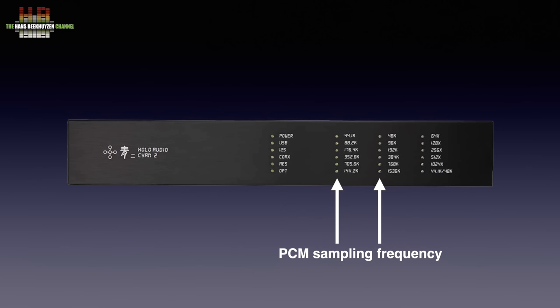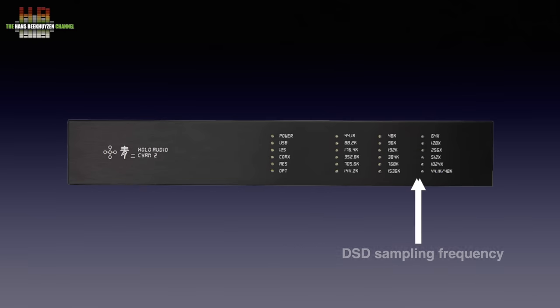As can be seen here, sampling frequencies up to 1536 kHz are supported, but only over the I2S and USB inputs. The fourth row shows the DSD sampling rates. And also there, the maximum sampling rate can only be achieved using the I2S and USB inputs. SPDIF, Toslink and AES-EBU are limited to 192 kHz PCM and DSD64 over DoP by standards.